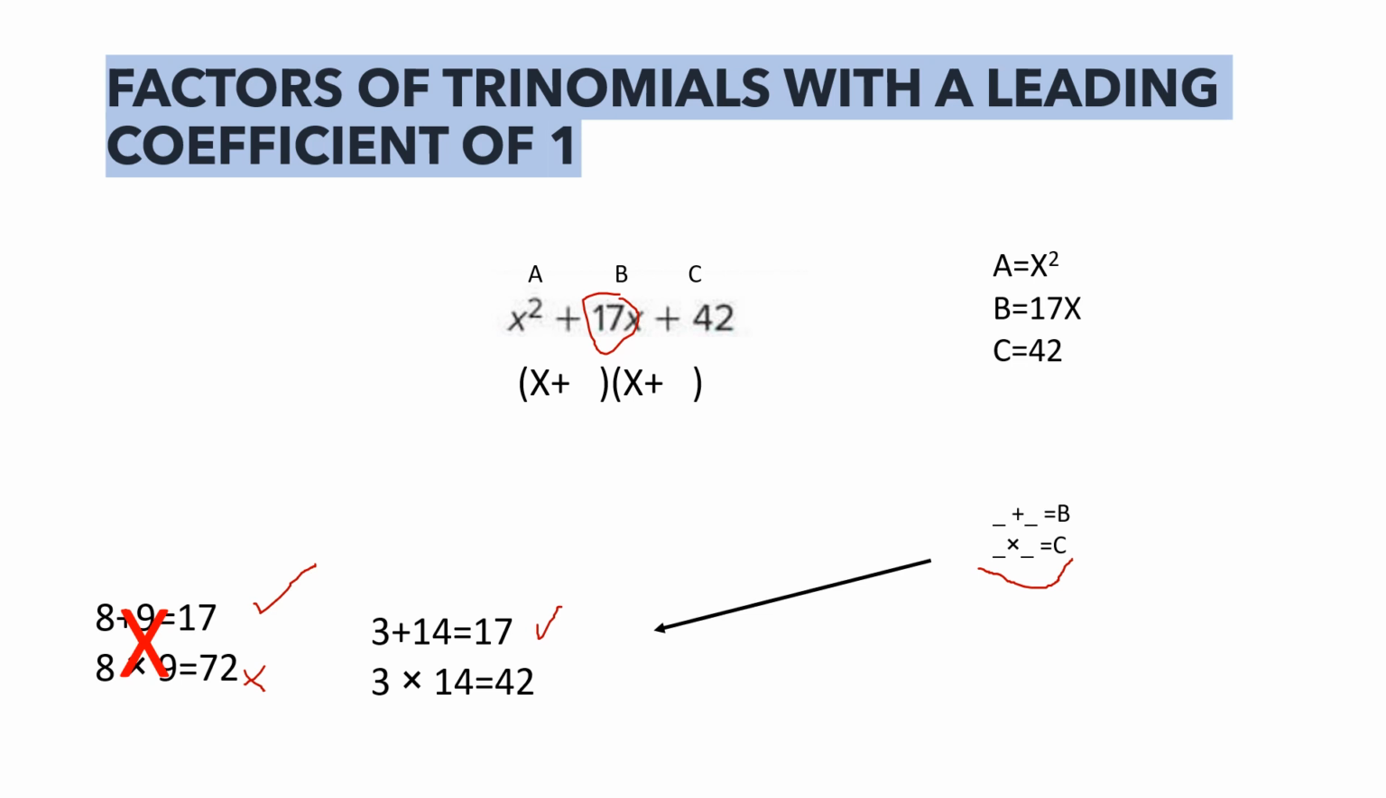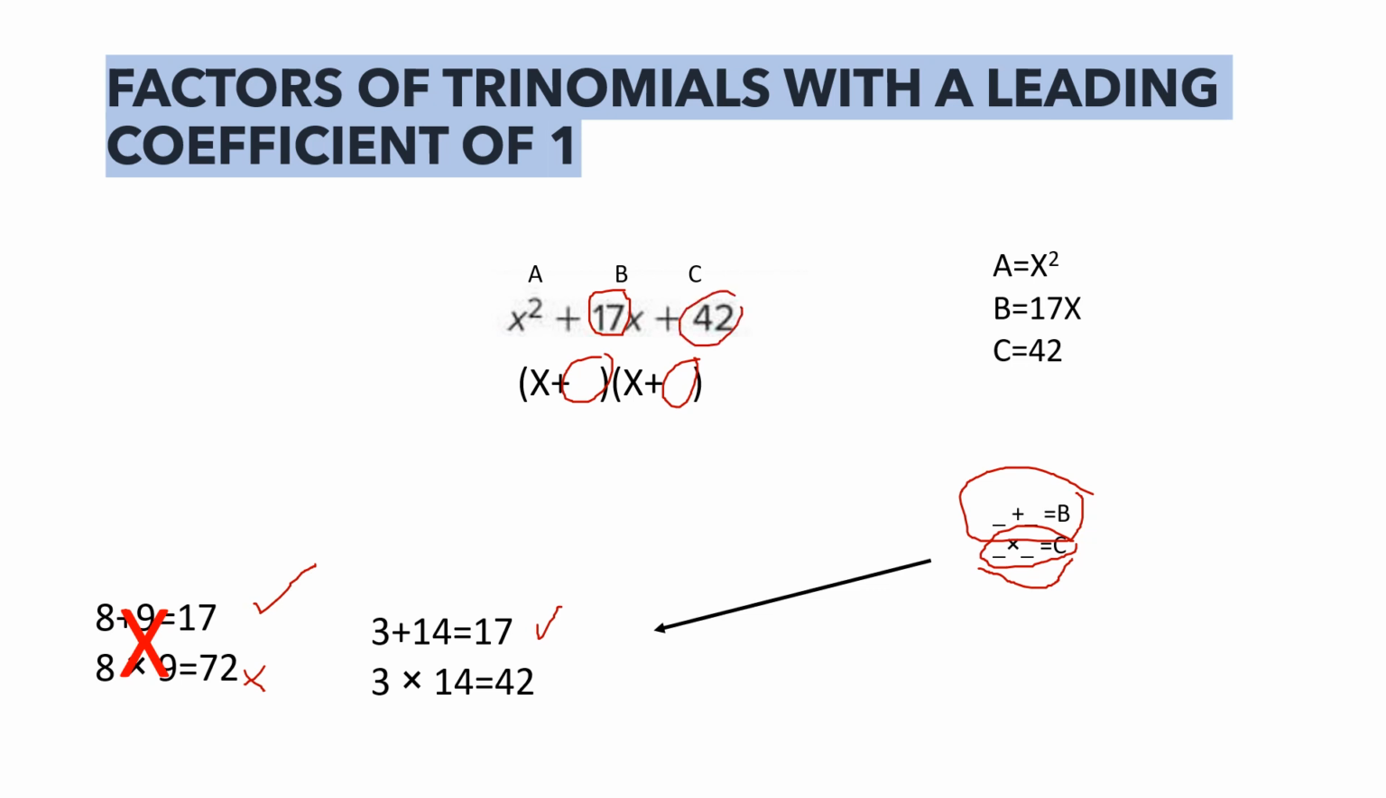So let me explain this to make it simpler. To get those two digits, you need to find two numbers. If we add them together, they need to equal b. In this example, b is 17. And if we multiply them together, they need to equal c. In this example, c is 42.